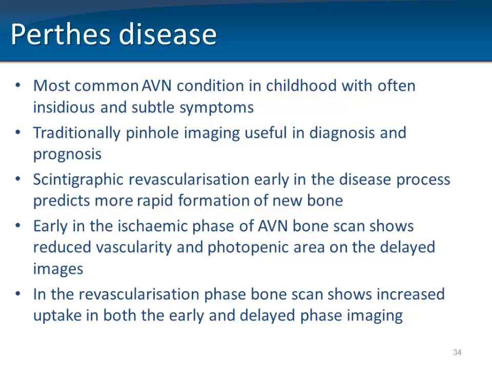Traditional pinhole imaging is very useful in diagnosing and prognosticating these lesions. The scintigraphic revascularization early in the disease process predicts the more rapid formation of new bone, and a classification system exists, which I will show you later on. As you can expect, early in the ischemic phase, bone scan shows reduced vascularity and a photopenic area on the delayed images. Later on, when revascularization has started, there is increased uptake in both early and late phase.